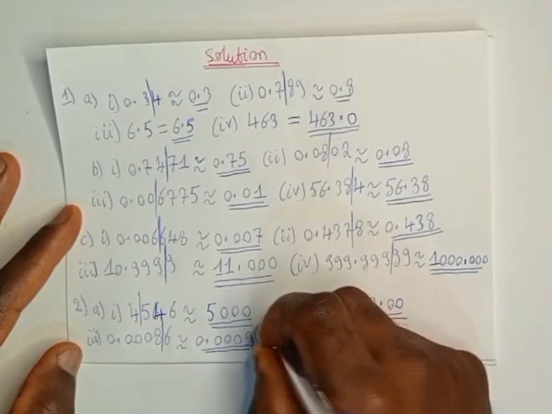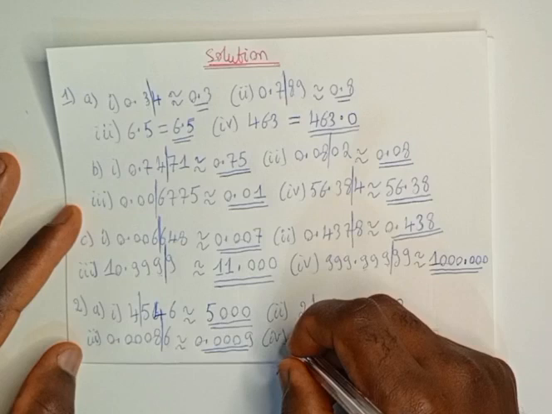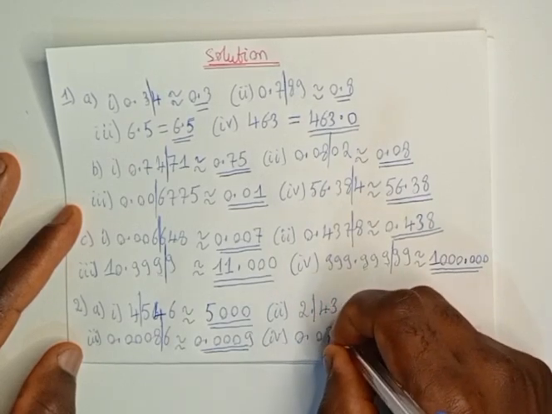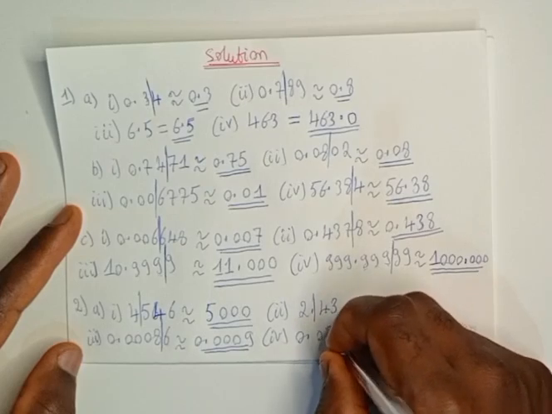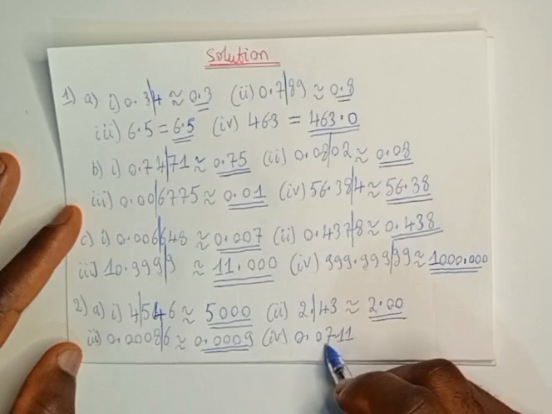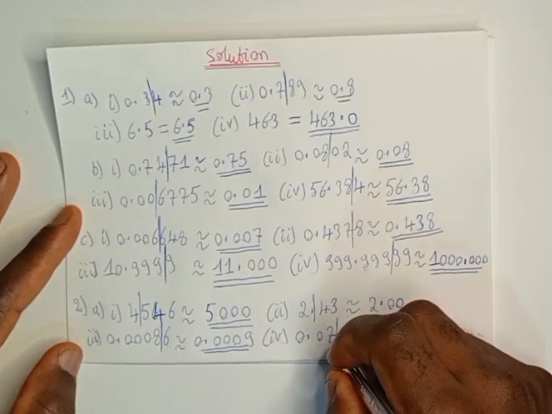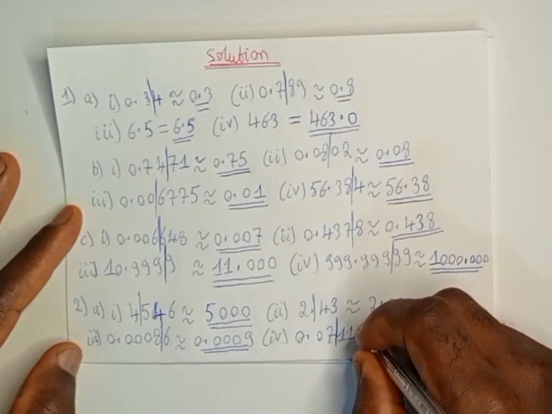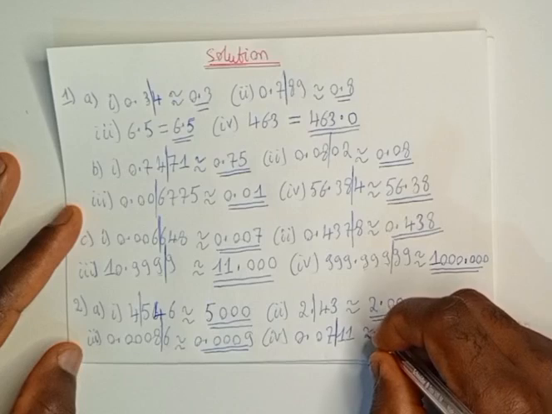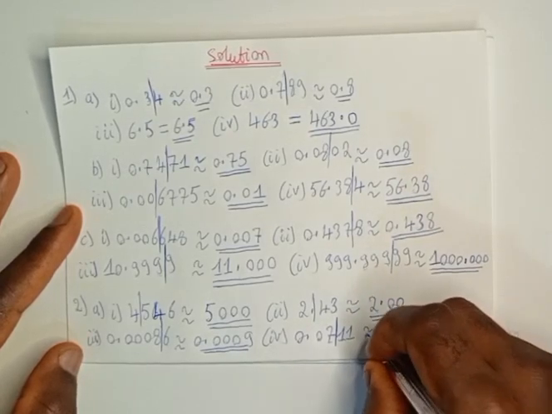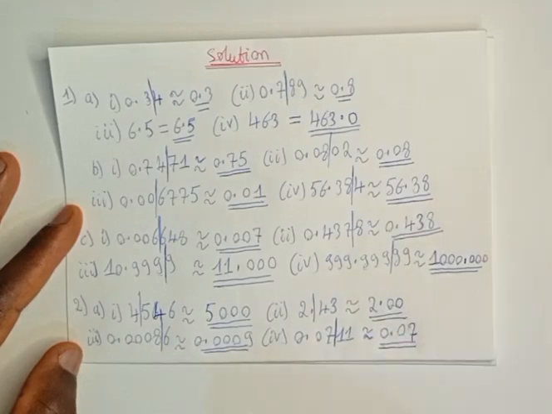We go to 4. For 4, we have the number 0.0711. To one significant figure, these two zeros are not significant figures. This is the first significant figure. We round off here. 1 is less than 5. So it is rounded down to 0. This will be approximately 0.07 to one significant figure.